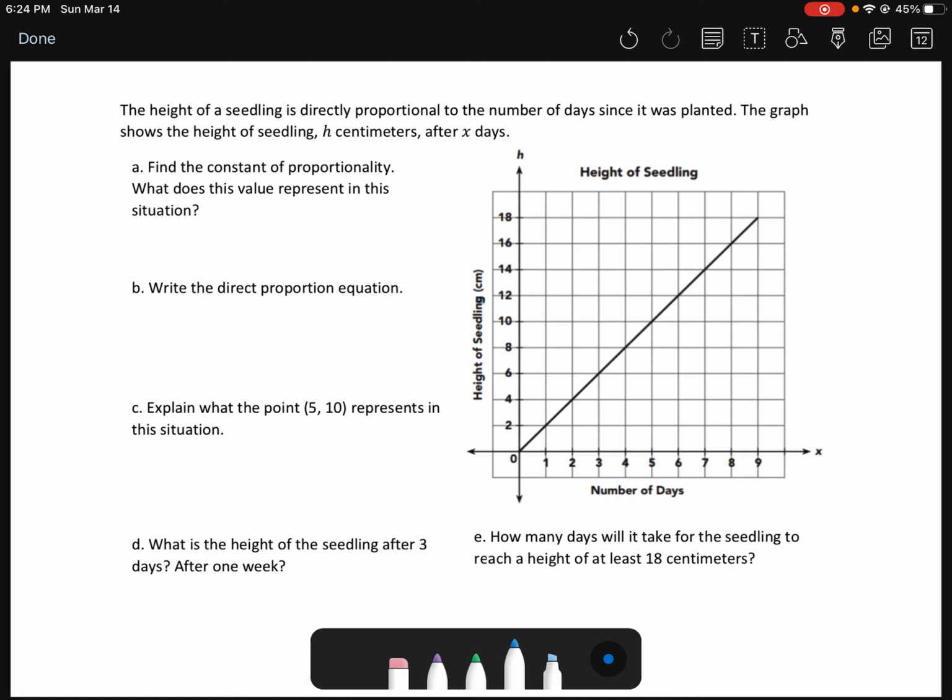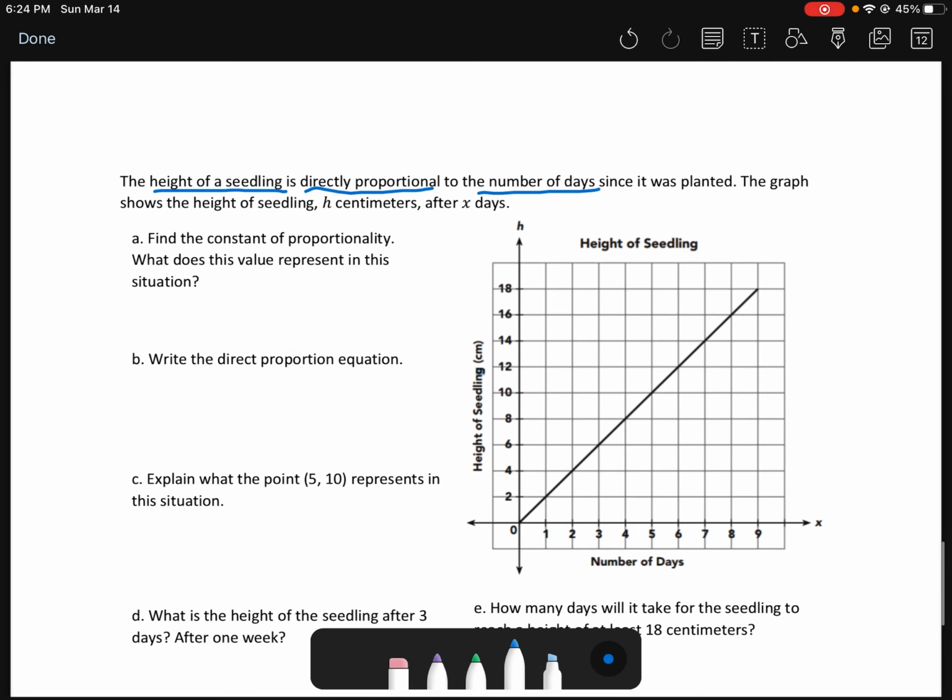All right. The height of a seedling is directly proportional to the number of days since it was planted. The graph shows the height of seedling H centimeters after X days. A huge thing here is we know that the height of seedling is directly proportional to the number of days. So when forming my equation, I know that my y is going to be talking about the height of the seedling, and my x is going to be talking about the number of days.